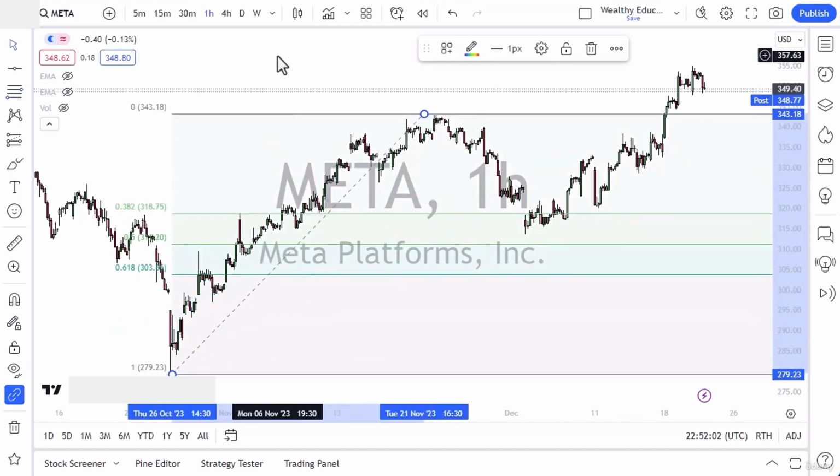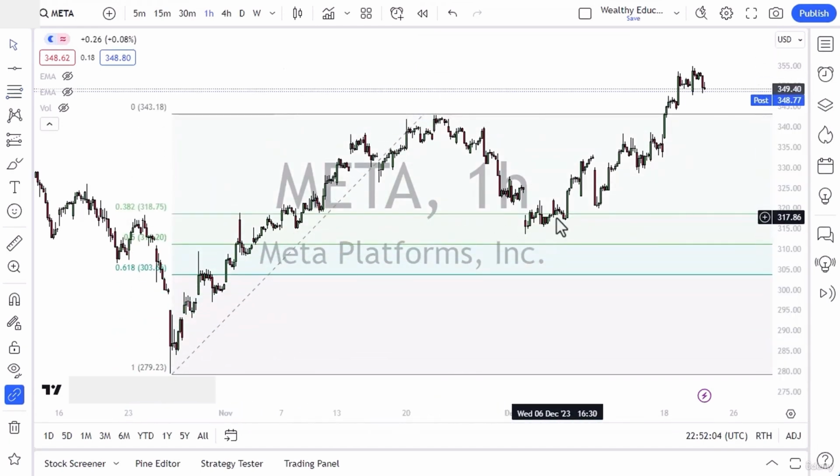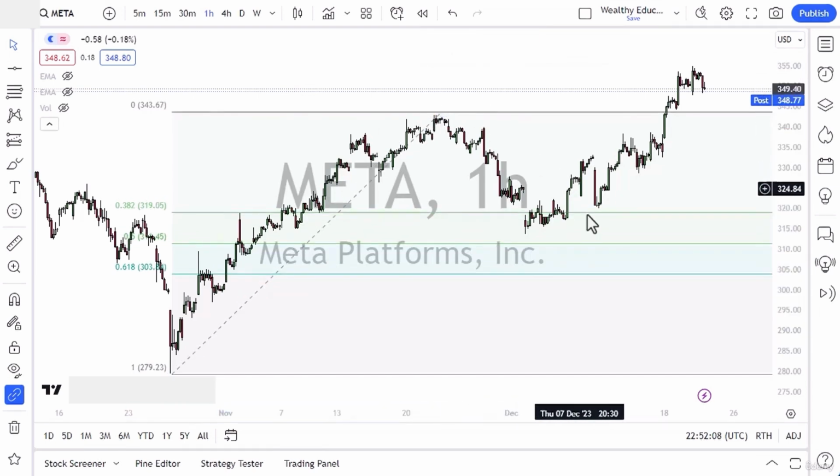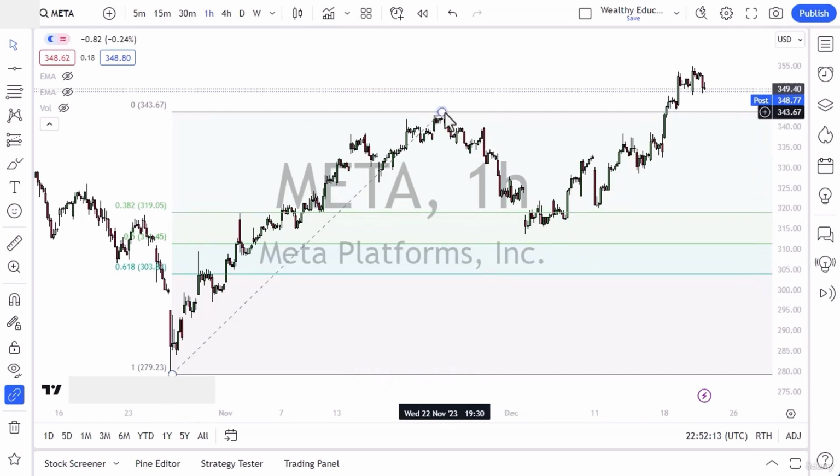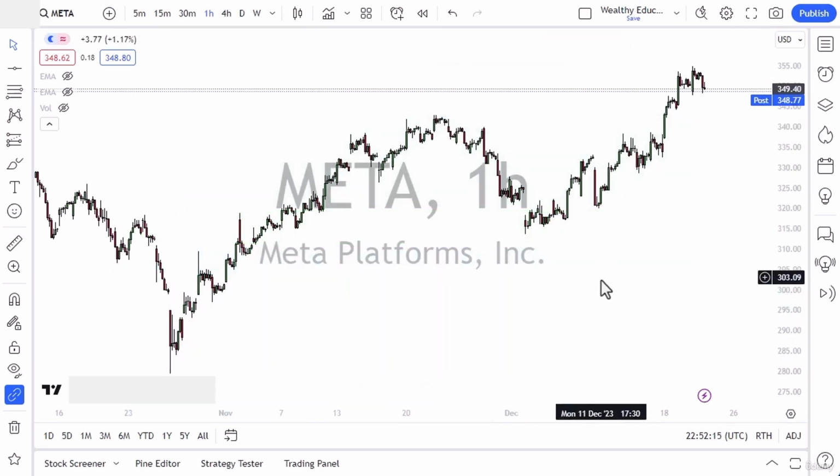Well, you could pull up a fib and say this is 38.2. This is the 50%. We're kind of in that area. So again, not perfect, but it gives you an idea of where traders might be interested.